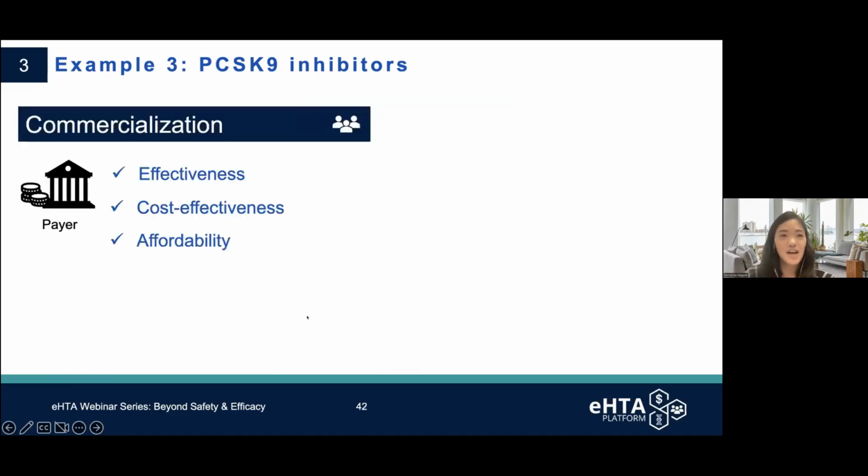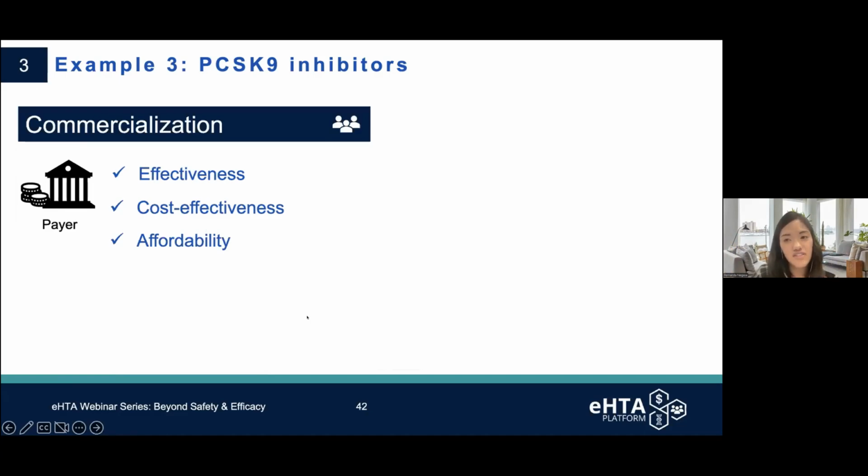So in the previous examples, we discussed how important it is to consider patients' and physicians' preferences when developing products. Now let's focus on another key stakeholder, the payers. Payers will consider things like the effectiveness of drugs when making decisions, but they will also want to know whether that drug is cost-effective and affordable before deciding whether to reimburse that drug for patients or not.